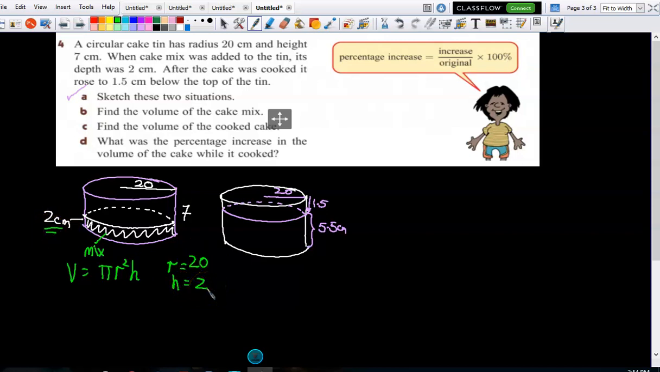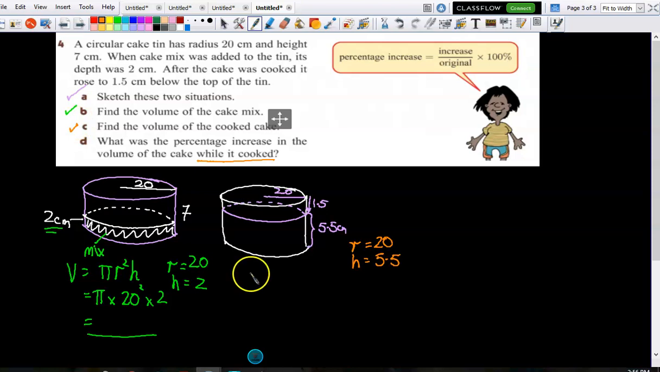Now, this becomes, I think, a pretty easy question if you have drawn diagrams and labelled them clearly. Right? It then becomes pi times 20 squared times 2. Pop that in. And I'll give you a moment for you to find the volume of the cooked cake. Yep, so you'll get your volume here.